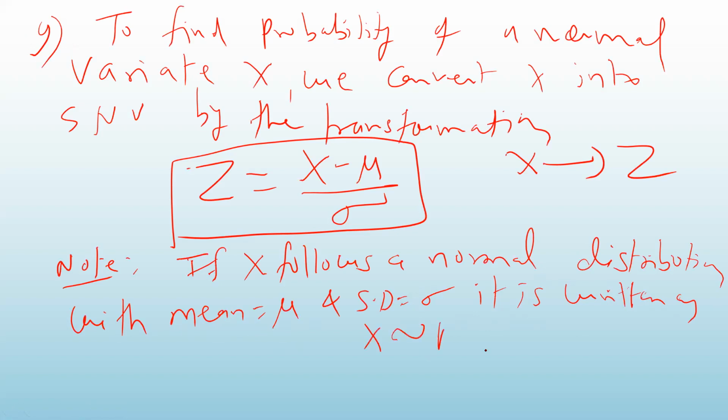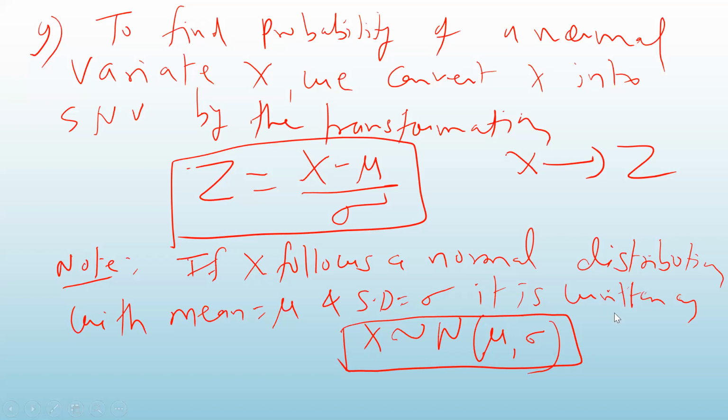this notation. So whenever you see such a notation in any book, that means that x follows a normal distribution, N for normal. Whatever is written in the first place in the bracket, that is the mean, and whatever is written in the second place, that is the standard deviation. So this is a notation to say that x follows a normal distribution with mean mu and standard deviation sigma. Some books use this type of notation also. Okay, so let us go to the problem.